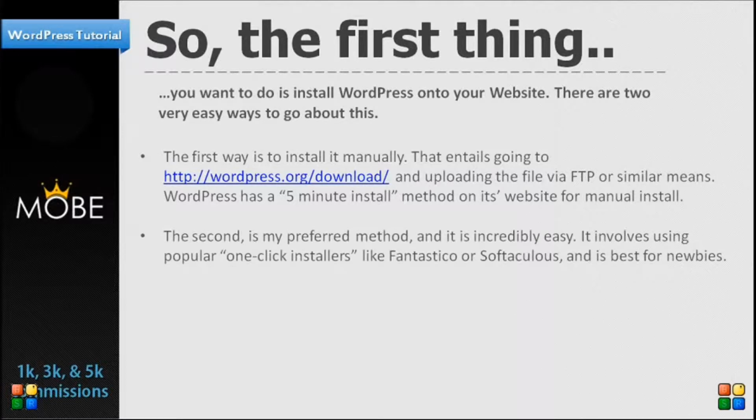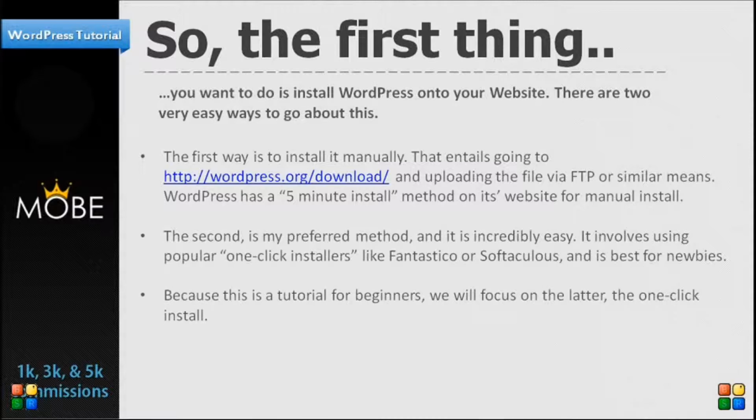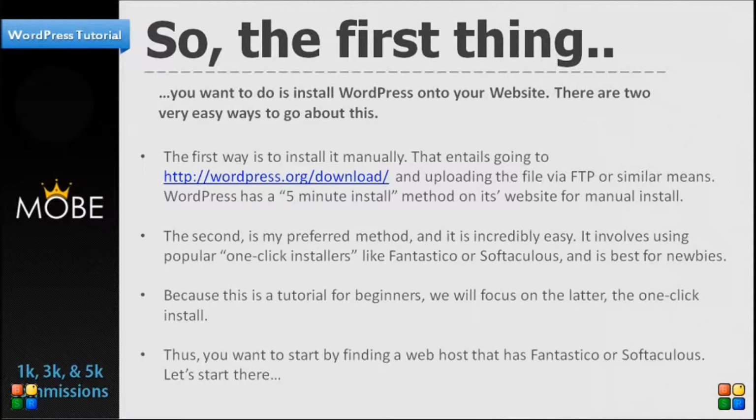The second is my preferred method, and it's incredibly easy. It involves using popular one-click installers like Fantastico or Softaculous, and it's truly best for newbies. Because this is a tutorial for beginners, we're going to focus on the latter, the one-click install. Thus, you want to start by finding a web host that has Fantastico or Softaculous, so let's go ahead and start there.